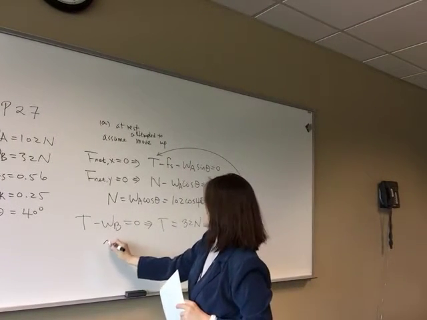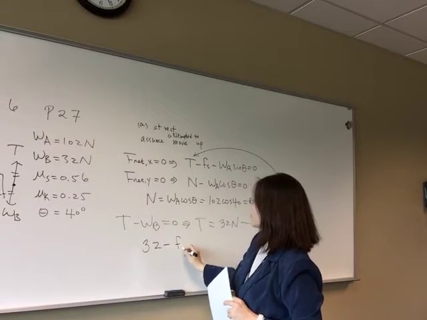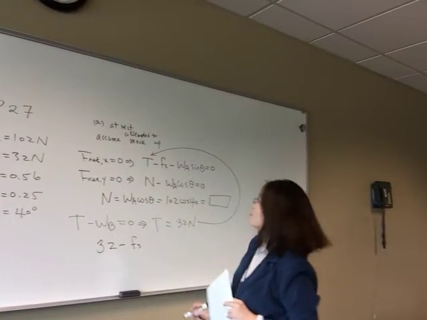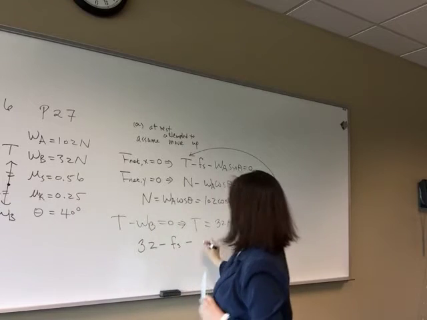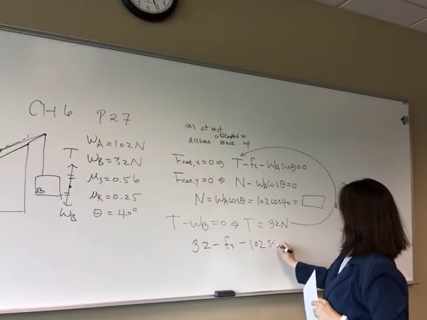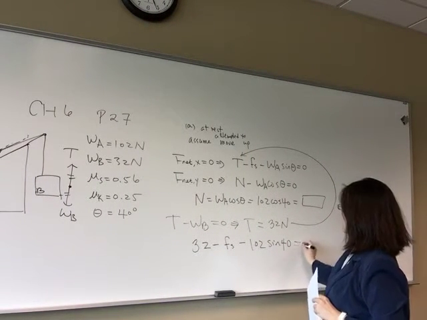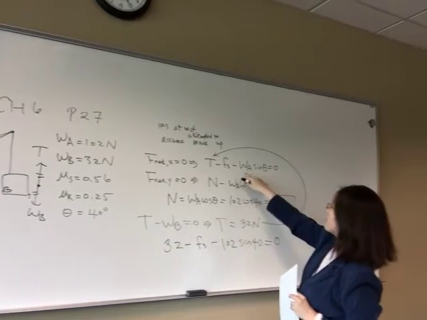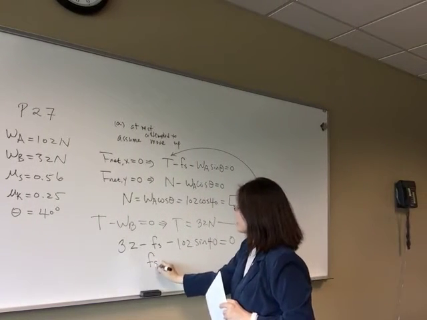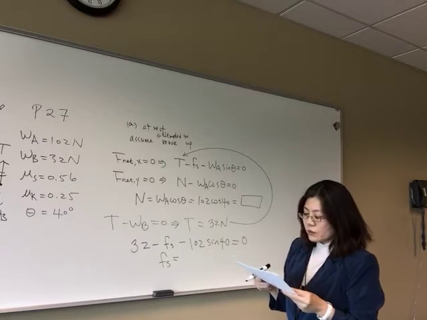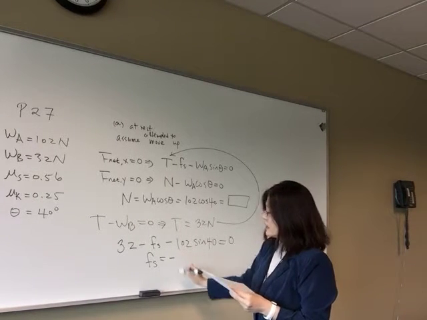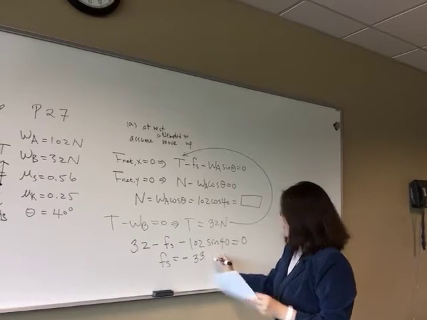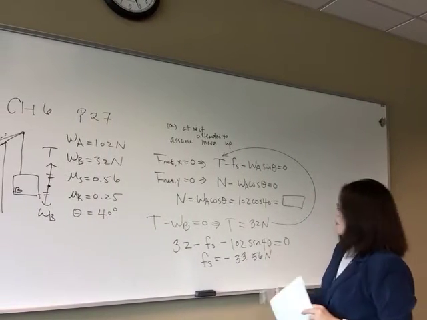So you have 32 minus the frictional force, which is static because it's not moving, minus WA sine theta. WA is 102, and then sine of 40 degrees. And the whole thing is equal to 0 based on this equation. So your Fs, your static friction, after you do the calculation, you find that Fs is actually equal to negative 33.56 Newton. So what does that mean?